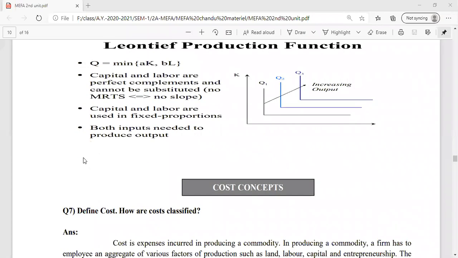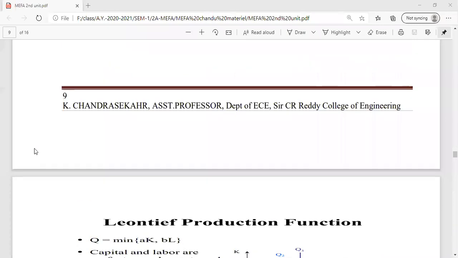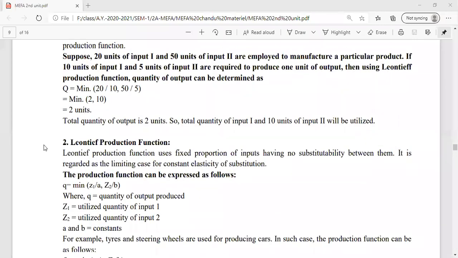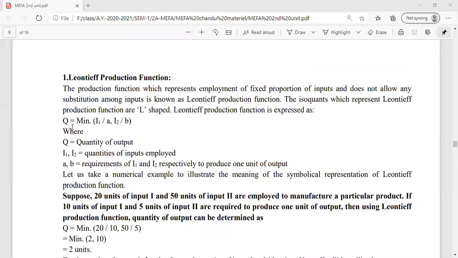So what you are seeing is that the Leontief production function is just like this. It has L-shaped curves. If you want to increase, you have to increase the quantity in a correct fashion, right? So this is the Cobb-Douglas production function and the Leontief production function. Okay, well and good. Do you get the concept properly?